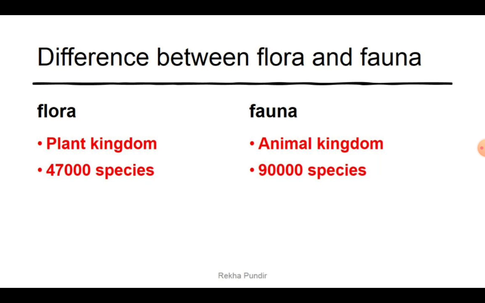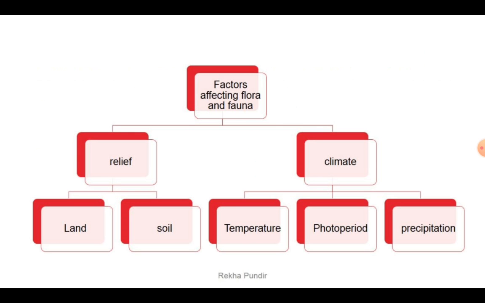Any difference in the plant or animal species you can mention over here. Then the factors affecting the flora and fauna: there are two factors, relief and climate. They are further divided. Relief is further divided into land and soil, and the climate is divided into three parts: temperature, photoperiod, and precipitation.